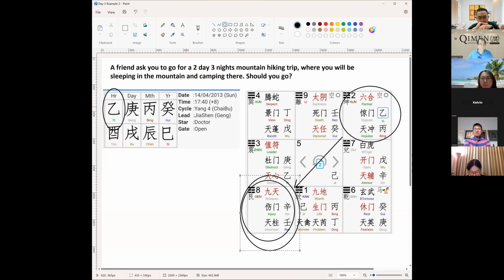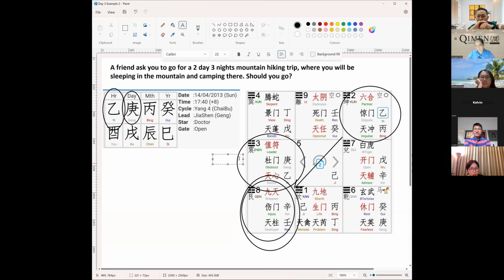Next, where is ourselves? Should you go? That means I'm the asker. I plot this chart and ask this question: should I go for this trip? So I open my app and plot it. Then I find that myself is a Geng in terms of representation. So from this Geng, I have to find where I am. I'm over here, in box number 3. This is me. Me is the asker. I'm also the subject.